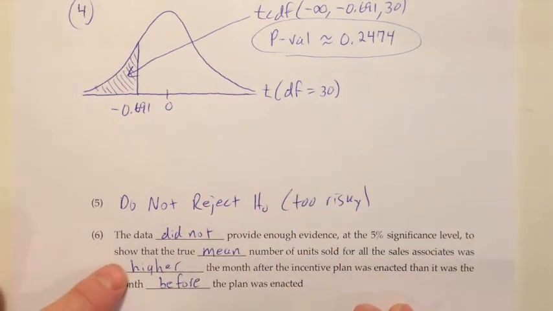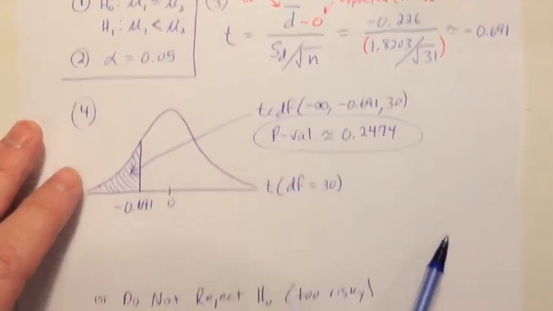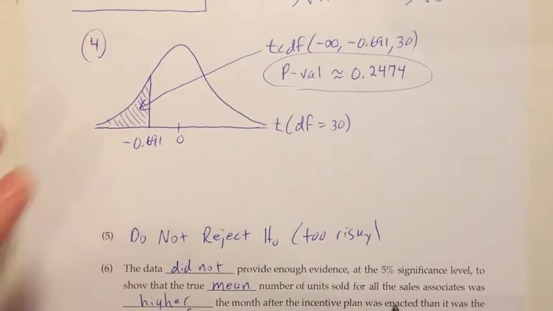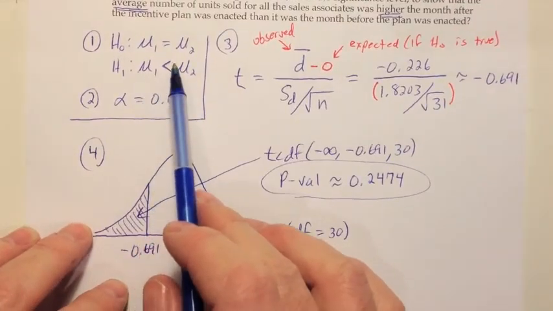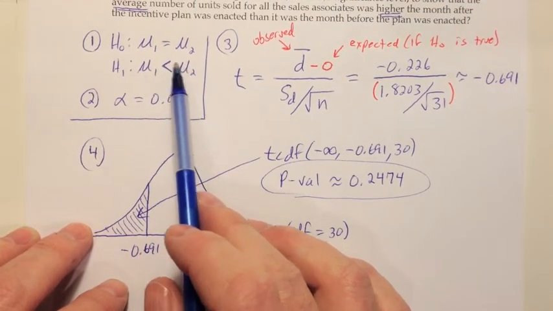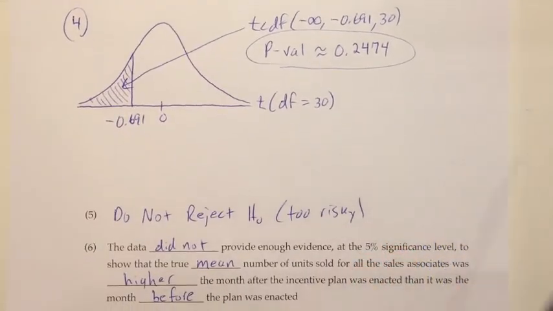So it may seem again a little strange to use the word higher when H1 has a less than, but remember that I'm saying we didn't have enough evidence to show that the mean number of units was higher after the plan was enacted than it was before. This is after, that's before, so it does make sense to say higher. We were trying to show this one was higher than that one. Alright, so those are our standard 6 steps, and then we'll look at some follow-ups on the next page.